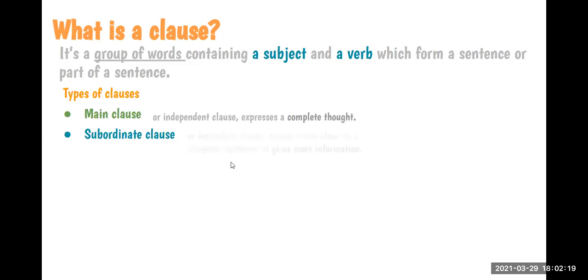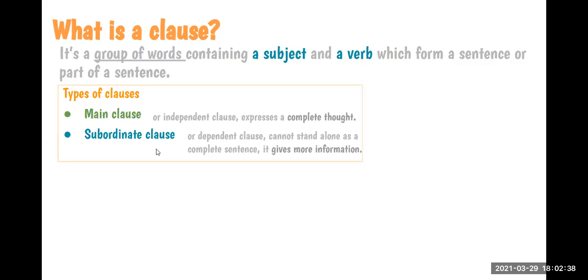But a subordinate clause is a dependent clause. Why? Because it doesn't make sense without the main clause. This subordinate clause gives extra information. Okay, so these are the two types of clauses we have in a sentence. And as I said before, we can have more than one clause in a sentence.